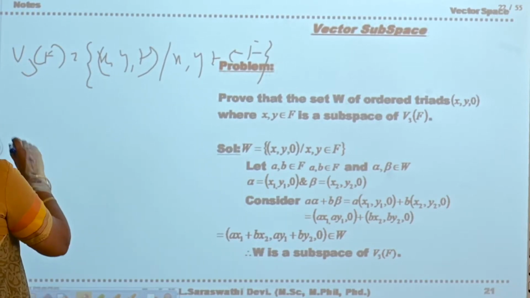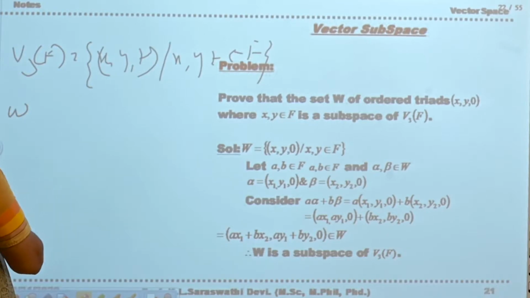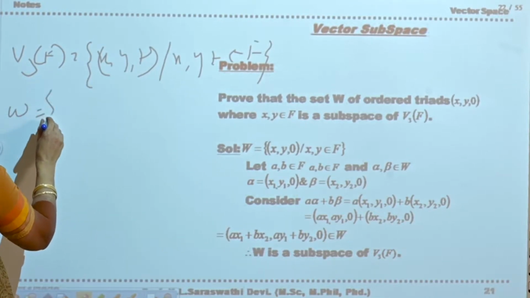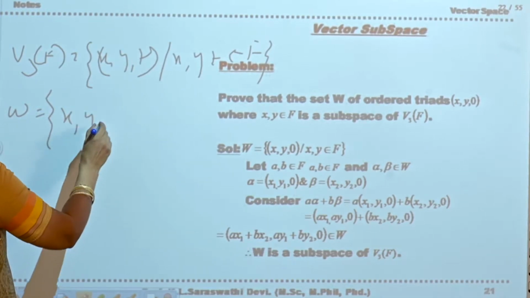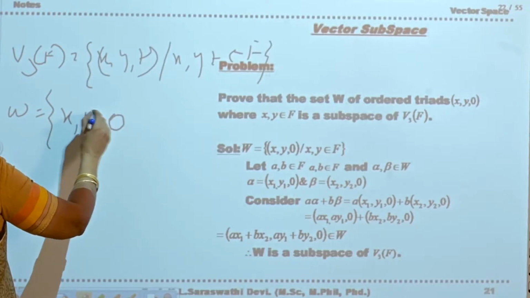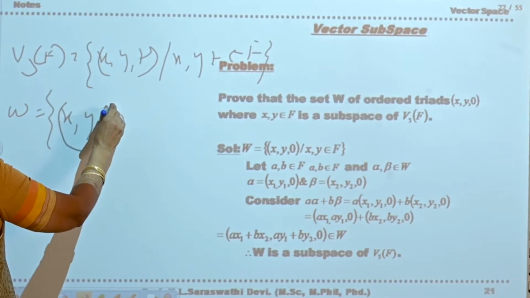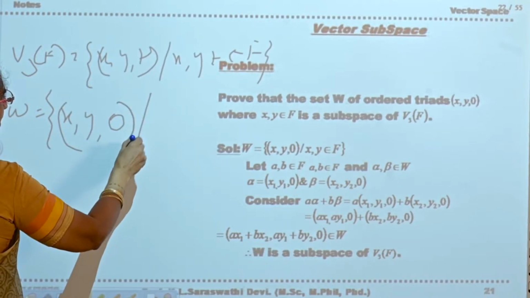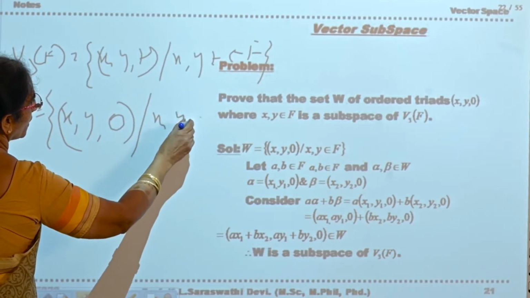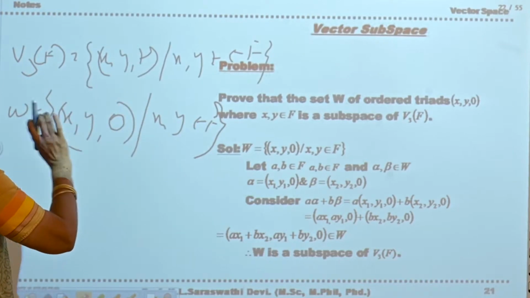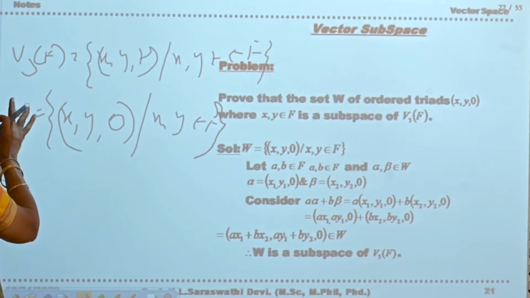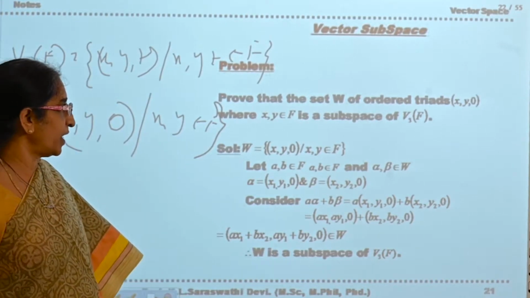Now what is W? W is a subset of V. The elements of W are such that the first two can be non-zero elements and the third one is 0. It may also be 0, but X, Y, 0 is given, and X, Y belong to F. The elements in W are of this form. Now you have to say that this W is a subspace.